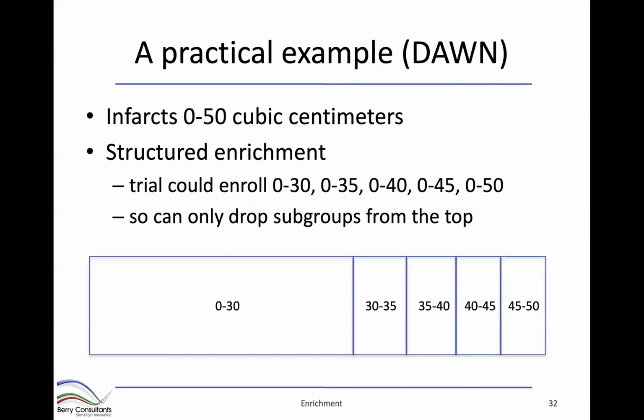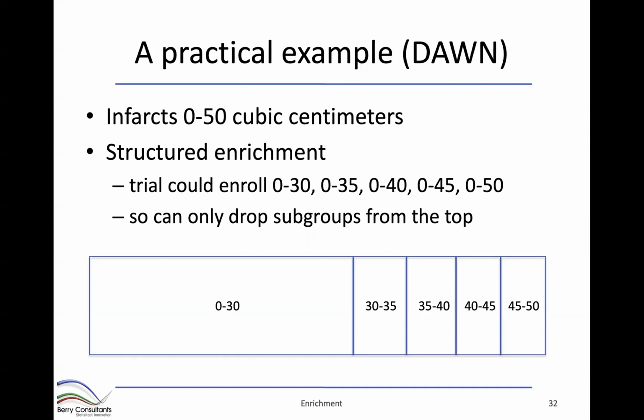So the subgroups in DAWN allowed a prospect of infarcts from 0 to 50 cubic centimeters, and it had structured enrichment. So at any given time, the trial could enroll 0 to 30, 0 to 35, 0 to 40, 0 to 45, or 0 to 50. You can think about this as subgroups that look like the figure at the bottom, where you've got 0 to 30, and then 30 to 35, 35 to 40, 40 to 45, 45 to 50.